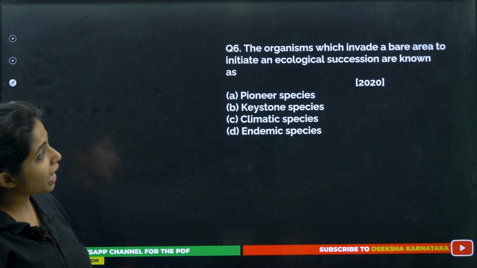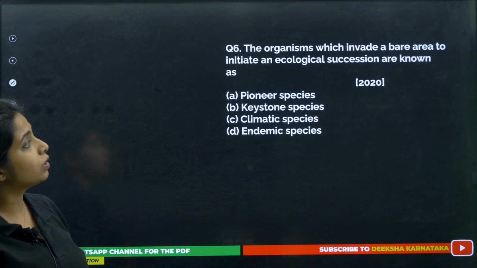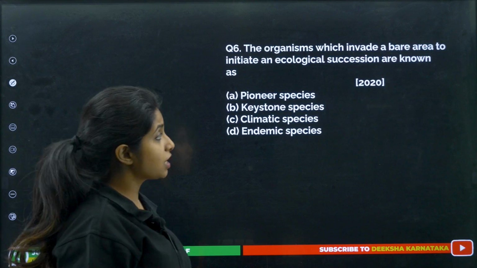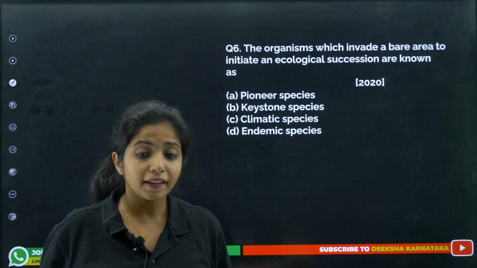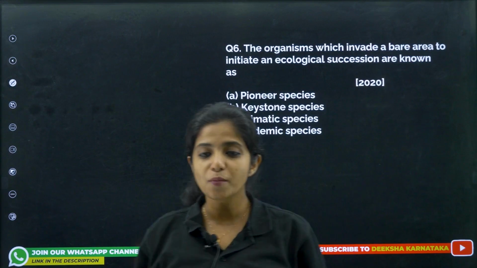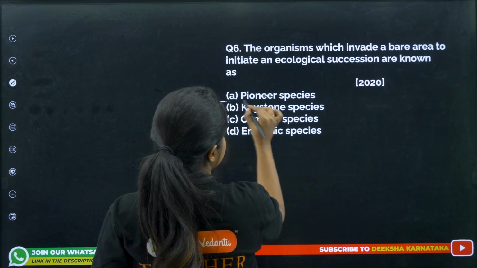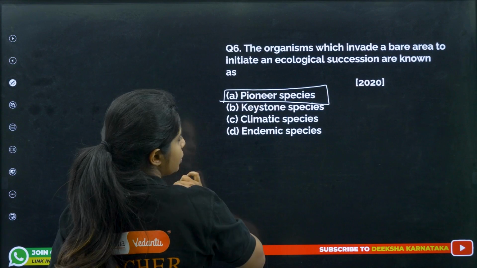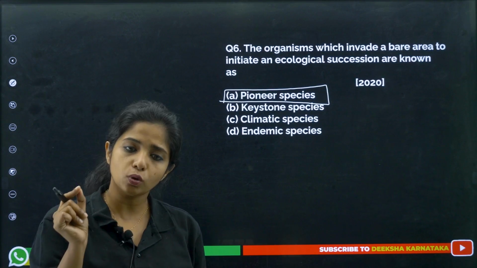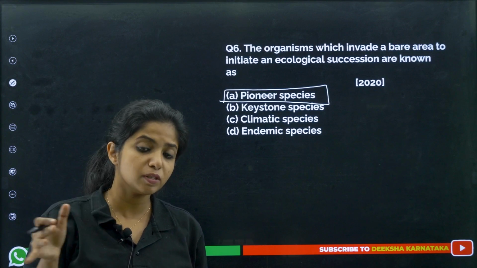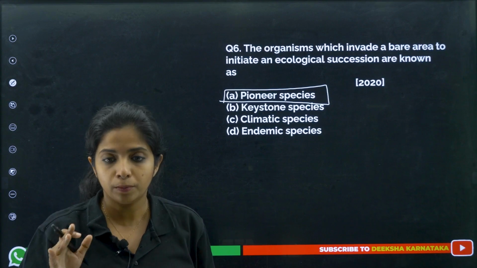Next question. The organisms which invade a bare area to initiate an ecological succession are known as, I told you, bare area, there is nothing. The first guys to come in are what? Pioneer species, my dear children. What do you mean by keystone species? Keystone species are the ones that, even though the number might be small, have a huge role to play.